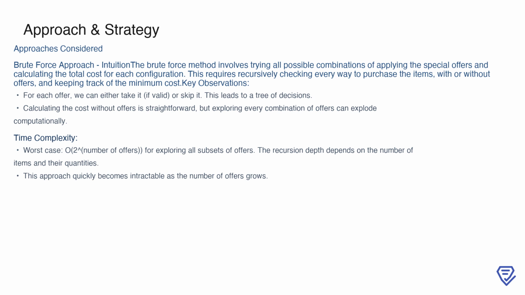While calculating the total cost without any offers is straightforward, the challenge comes from the sheer number of combinations to explore. The computational complexity grows exponentially as the number of offers increases. In the worst-case scenario, we might need to explore O(2^n) subsets of offers, where n is the number of offers. This makes the brute force method impractical for larger inputs, as the recursion depth can quickly become overwhelming, especially when dealing with multiple items and quantities.